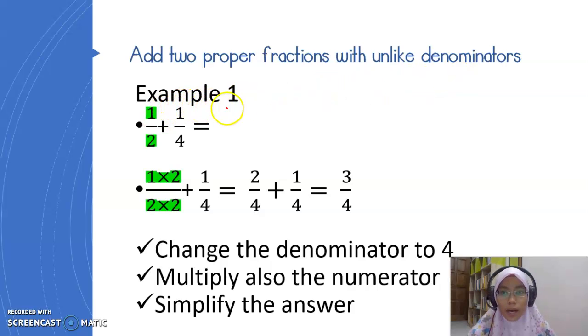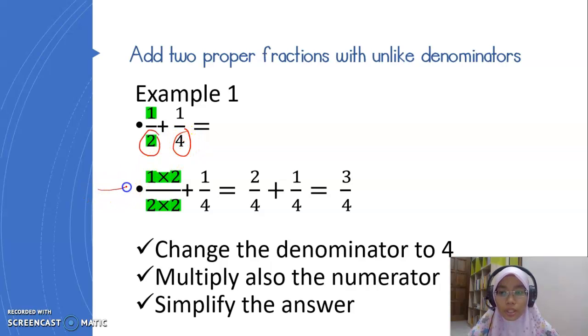Example 1, 1 over 2 plus 1 over 4. We can see here 2 and 4 is not same. So we have to change number 2 to 4. For primary 3, your lesson is easy for you to remember. You just change the denominator to the bigger number. So here 4 and 2, 4 is bigger than 2. So you change 2 to 4.